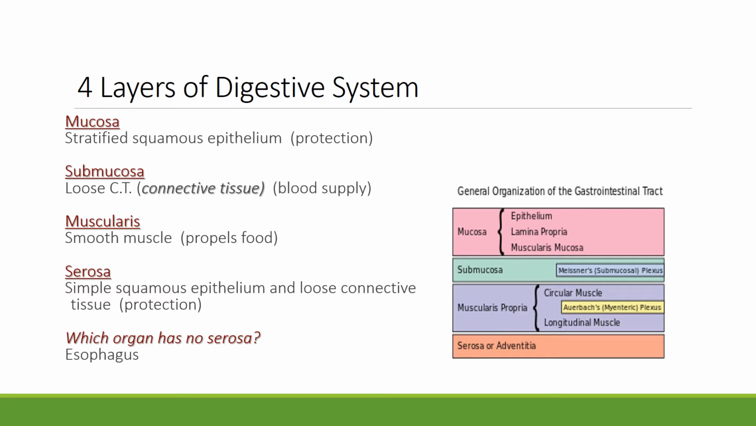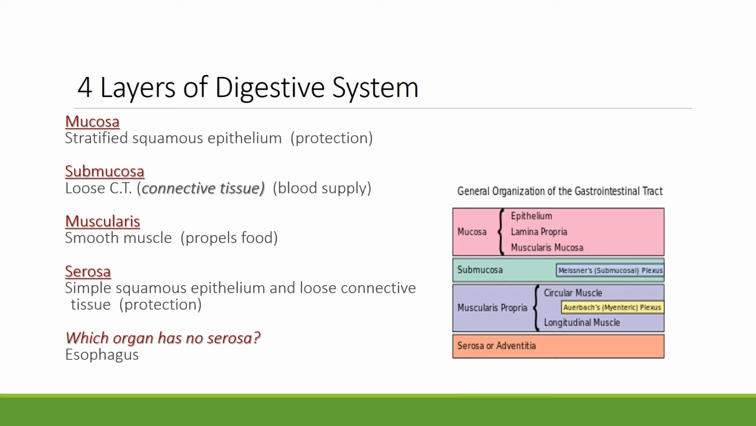Most of the digestive system is composed of 4 different tissue layers. The mucosa is the innermost layer. It's composed of stratified squamous epithelium, and its purpose is protection. The submucosa lies just to the outside of that and is composed of loose connective tissue, and it contains the blood supply. The muscularis is just to the outside of the submucosa and is composed of smooth muscle, and its job is to propel food.